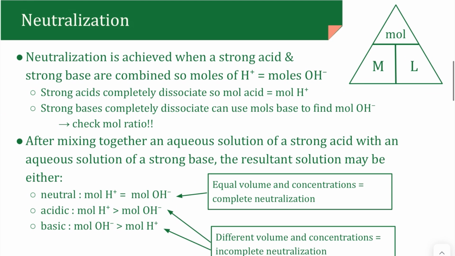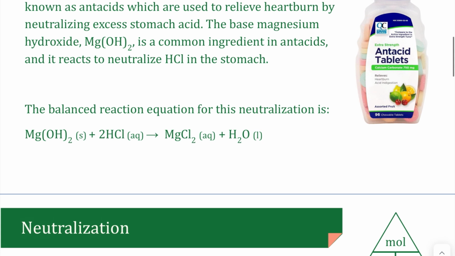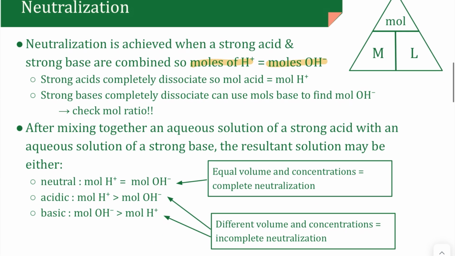So when we are considering neutralization, neutralization is achieved when we have a strong acid and a strong base that are combined so that however many moles of hydrogen ions we have is going to equal the moles of hydroxides. And again, thinking of that neutralization reaction, that means that every H is going to have an OH to pair with. And so then that would also mean that what they're leaving, those also have pairs. So we're not actually left with any excess base or excess acid in a neutralization reaction.